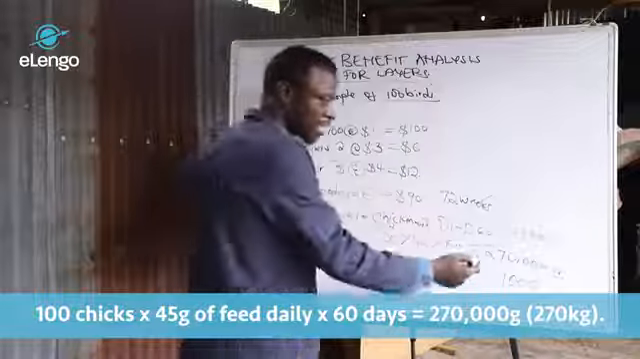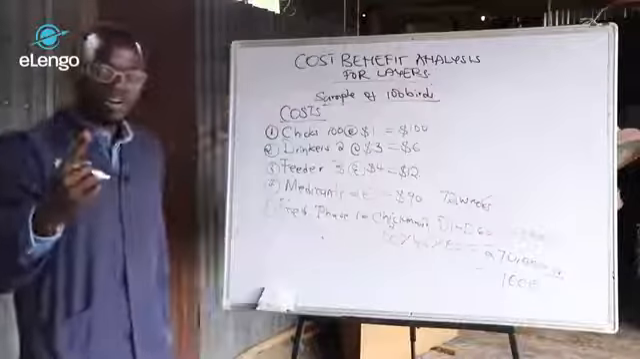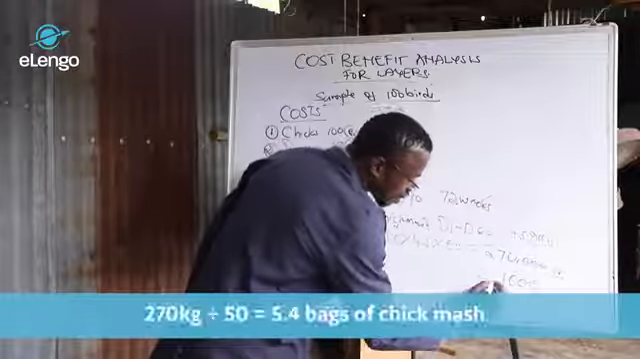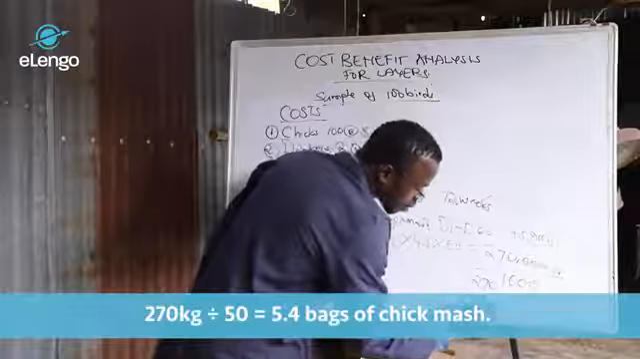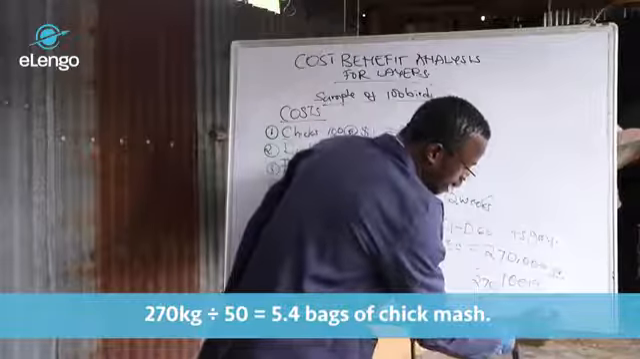We further convert 270 kgs into bags. One bag of chick mash equals 50 kilos. So it will be 270 divided by 50 kilos, which equals 5.4 bags.